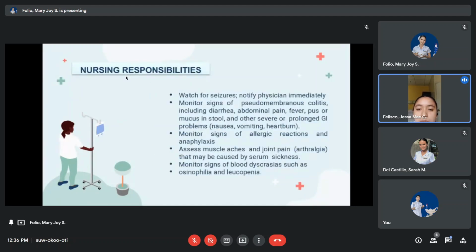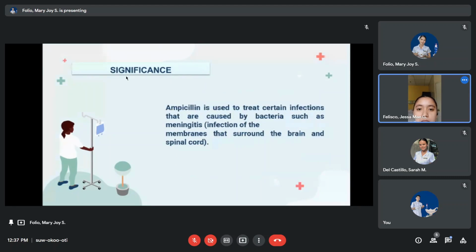And for the nursing responsibilities, watch for seizures, notify physician immediately, monitor signs of pseudomembranous colitis, including diarrhea, abdominal pain, fever, pus, mucus and blood in stool, and other severe or prolonged GI problems, monitor signs of allergic reactions and anaphylaxis, assess muscle aches and joint pain that may be caused by serum sickness, monitor signs of blood dyscrasias such as eosinophilia and leukopenia. Next slide, please.